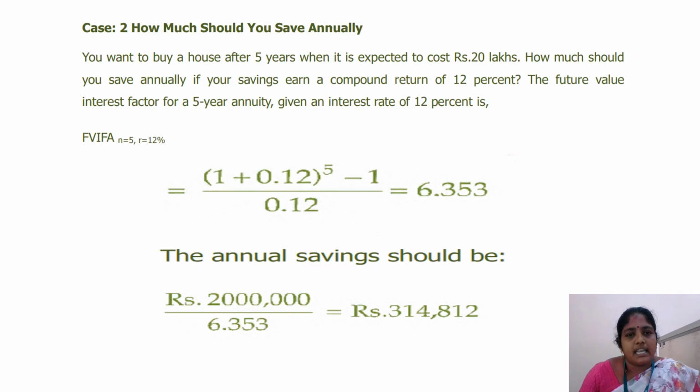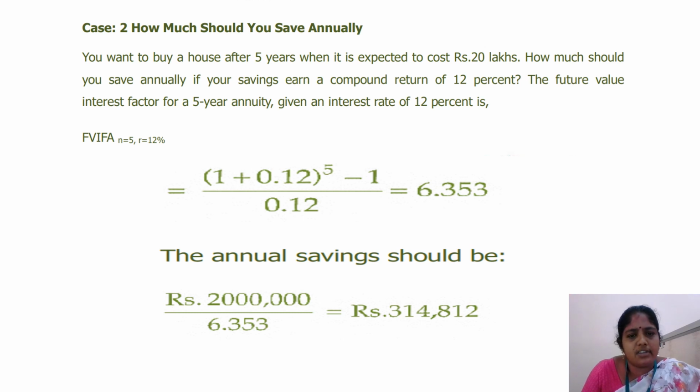Next, if they have given values, you can use the formula. In the second case, you want to buy a house after 5 years, when it is expected to cost 20 lakhs. How much should you save annually if you earn a compound return of 12%? The future value interest factor for a 5 year annuity at an interest rate of 12%. So here n equals 5 years, the percentage is 12, and our amount is 20 lakhs.